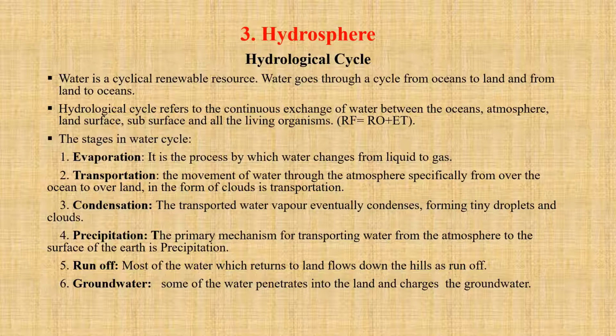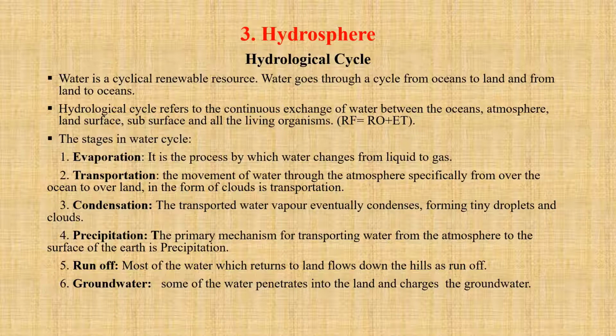Next, the third stage in the hydrological cycle is condensation. The transported water vapor eventually condenses and forms tiny droplets and clouds. This process is known as condensation. Precipitation is the fourth one in the hydrological cycle. It is a primary mechanism for transporting water from the atmosphere to the surface of the earth. There are various forms of precipitation: rainfall, hailstones, snowfall, sleet, etc.